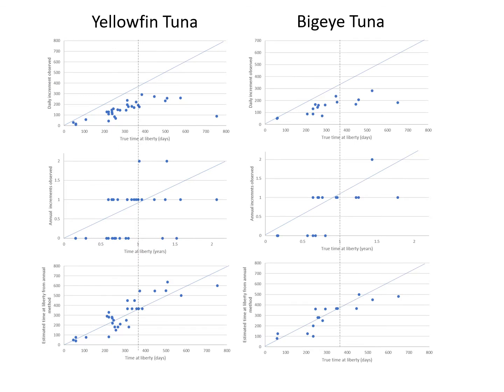This next slide presents the counts versus time at liberty for daily counts, for annual increment counts post OTC, and also the expected time at liberty based on the annual aging method. The blue line in each of these figures is a one-to-one line, and we can see that the annual aging method shows a much better relationship compared to time at liberty than the other two, and that the daily aging method seems to underestimate the time at liberty for nearly all samples.